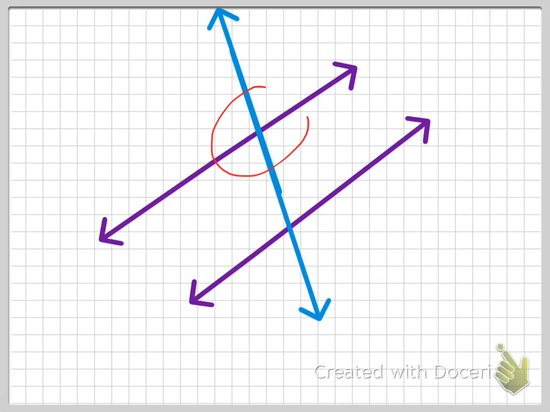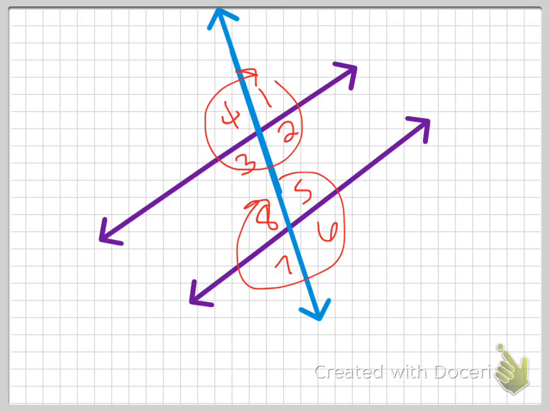If we look at all of the angles that are formed with this intersection right here and number them, I'm going to call them angle 1, 2, 3, and 4. On the other intersection, I'm going to call these angles 5, 6, 7, and 8. Notice how I numbered them clockwise around.